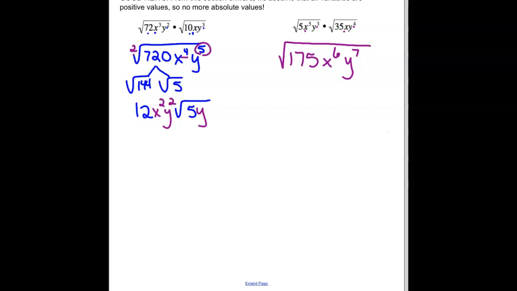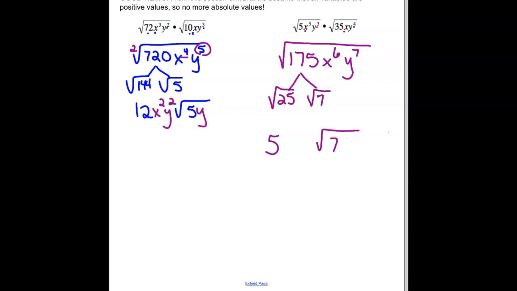All right, let's check your answer. 175 we can split up. A perfect square that goes into 175 is 25, and it goes into that 7 times. So for the numerical part, that coefficient in front, the 25 square rooted becomes a 5, and the 7 is still inside since it is not perfect, and it has no other perfect square factors.